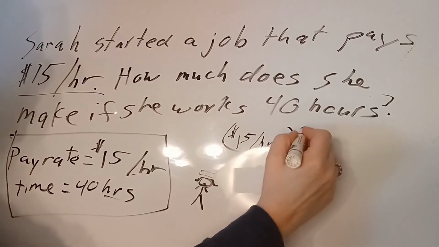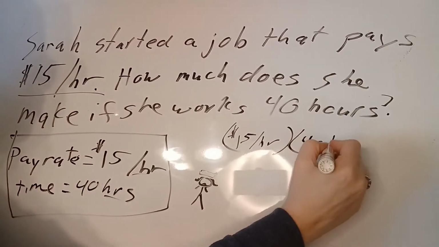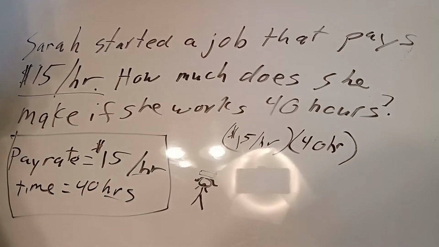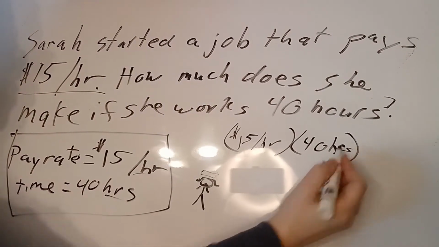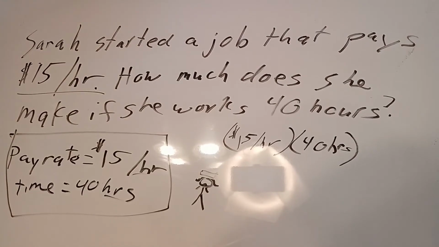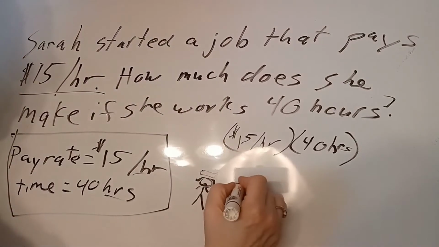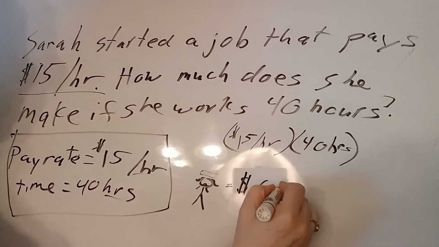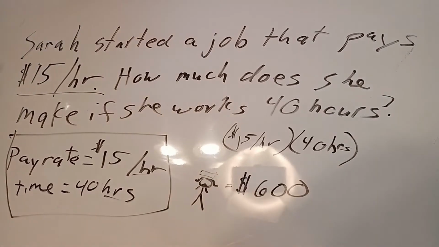So we're going to multiply that times 40 hours. Okay? 15 times 4 is 60. So she is getting $600 a week.